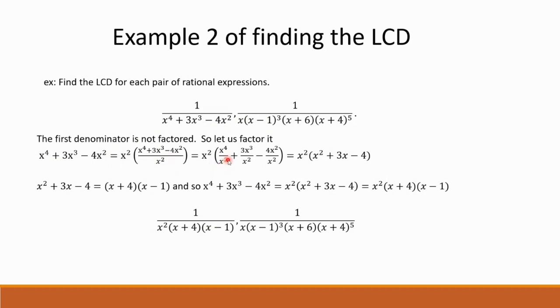x to the fourth over x squared plus 3x cubed over x squared, minus 4x squared over x squared. And that's going to be x squared times x squared plus 3x minus 4, right? Again, you subtract the exponents. But now we really want to factor this completely, so we're actually not quite done. We have to see if we can factor this: x squared plus 3x minus 4.